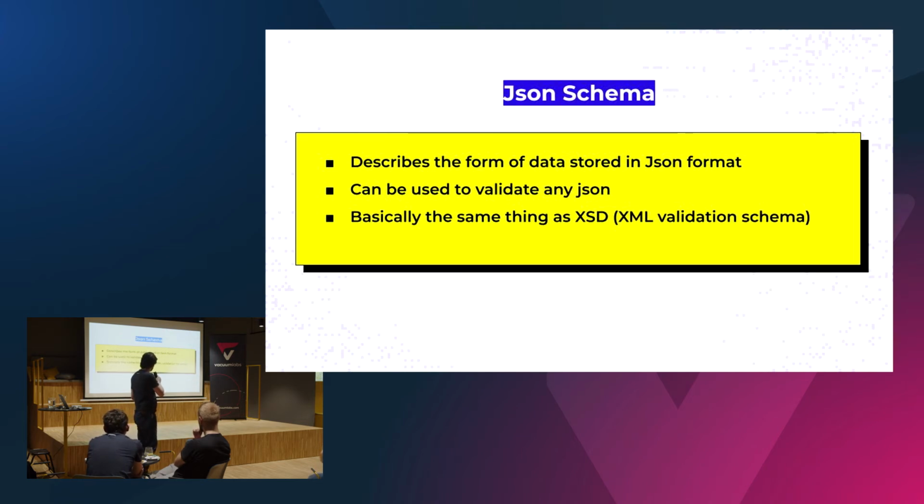So here we jump to JSON schema, what exactly it is. JSON schema basically describes the form of the data that you store in JSON format. It can be used to validate any JSON, and basically it's the same thing as XSD. Many of you surely know what XSD is.